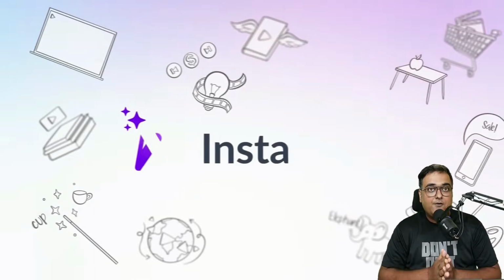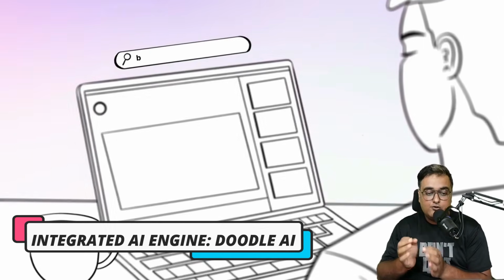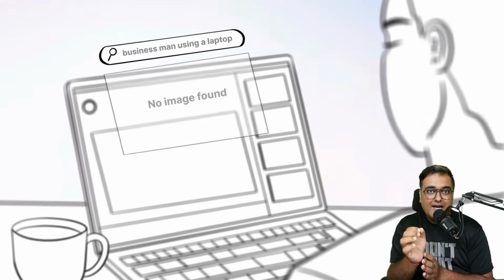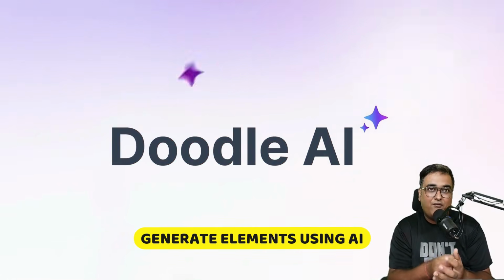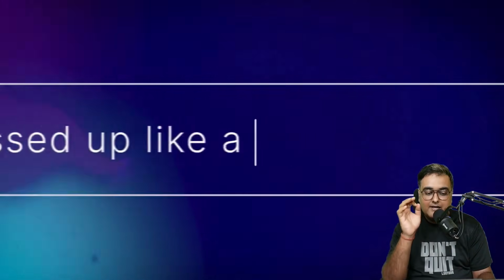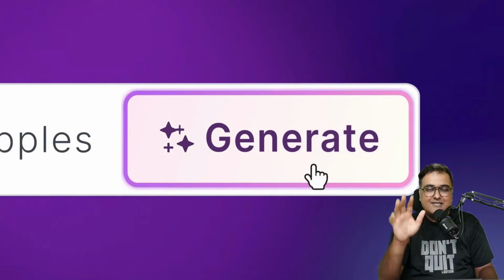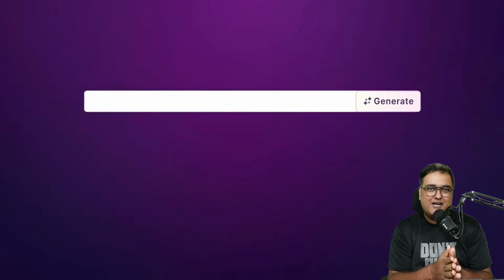Now it doesn't stop over here. What makes InstaDoodle best is that it has an AI engine called the Doodle AI that helps you to find props. Now if there are no props available in the done for you section, you can just instruct the AI engine to create an element for you exactly like the ones that you need. Say for example, you want to create a cow dressed up like a businessman juggling pineapples, just for an example, right? So it's impossible to have it in the library. So if you hit on generate, it goes ahead and creates the variations. Now you can go ahead and choose the best one out of them, right?